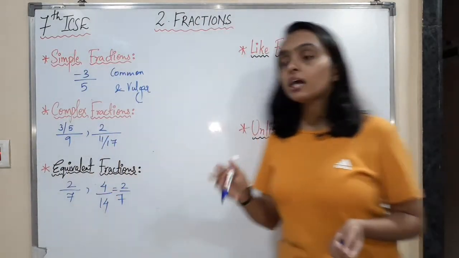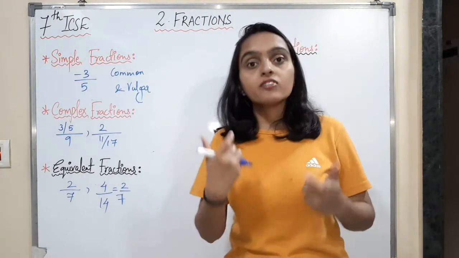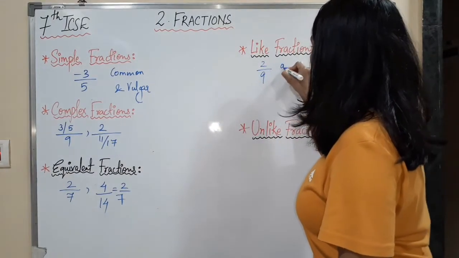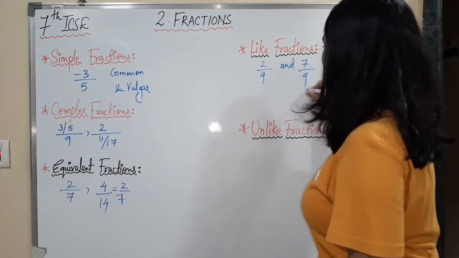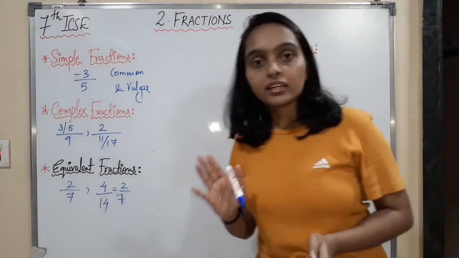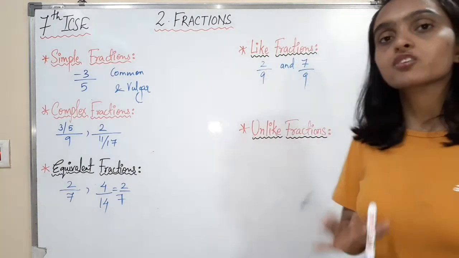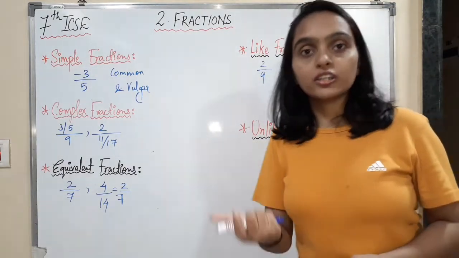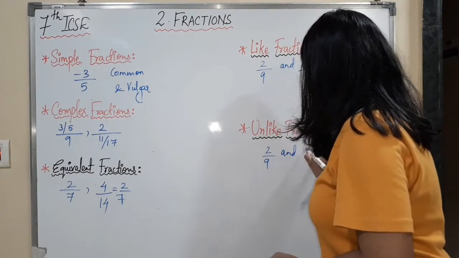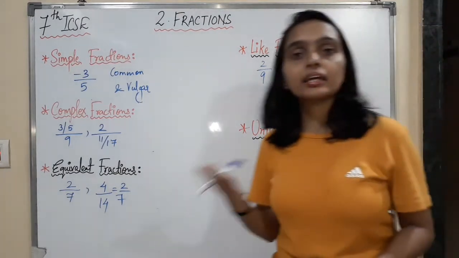Now we will see what are like fractions and unlike fractions. Like fractions are two fractions with the same denominator. For example, 2 upon 9 and 7 upon 9. Here the denominators are the same, so these fractions are said to be like fractions. Now what are unlike fractions? Unlike fractions are just the opposite. Unlike fractions are the fractions which have different denominators, say 2 upon 9 and 7 upon 11. Then these fractions are said to be unlike fractions.